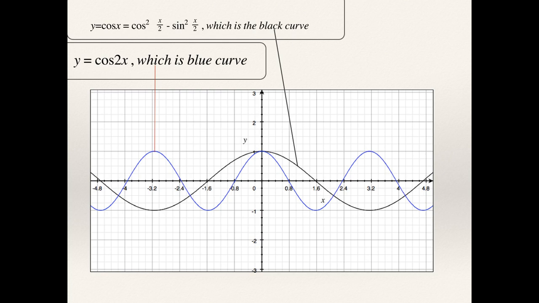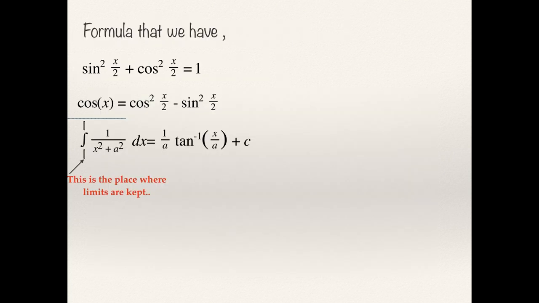After you do this, you are pretty familiar that cos x is equal to cos square x by 2 minus sin square x by 2. When they satisfy each other, we have three formulas, but one formula has been manipulated. The formulas we have are sin square x by 2 plus cos square x by 2 is equal to 1, and cos x is equal to cos square x by 2 minus sin square x by 2, and everything is the same. You also have the integral calculus formula, which is also important, so you have to memorize this one.